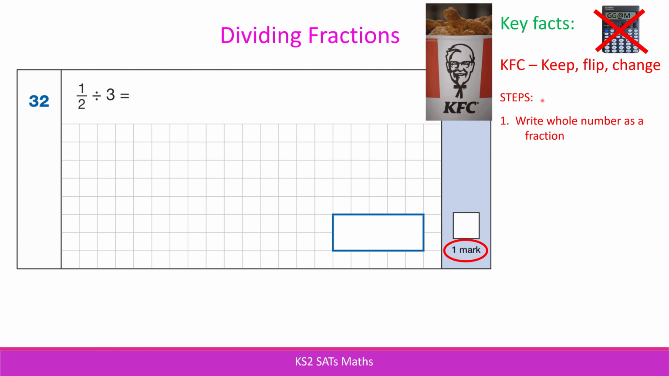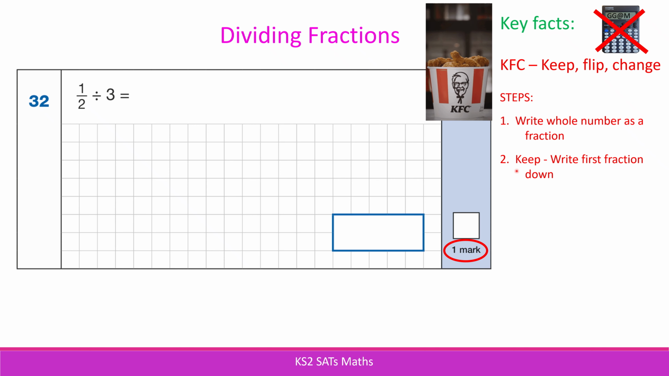Now your steps. The first step, you need to write the whole number as a fraction. So this whole number here needs to be written as a fraction. Now remember, to write anything as a fraction, you need to divide by 1. So for example, 5 is the same as 5 divided by 1, because 5 divided by 1 is just 5. So always, if you divide by 1, it will turn it into a fraction.